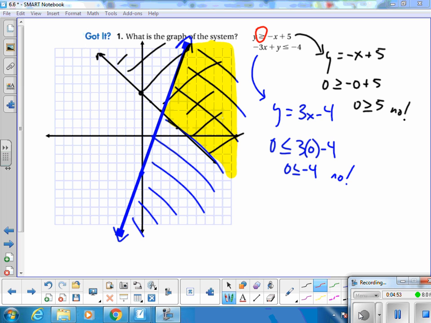A couple other points of detail: I noticed that it was greater than or equal to, so it's a solid line because my solution can reside on the line. Same with the second inequality. It is less than or equal to, so it tells me that it can reside on the line. So I'm using solid lines on this one, and I'm looking for their overlap. The solution of this system of inequalities is in the highlighted area.